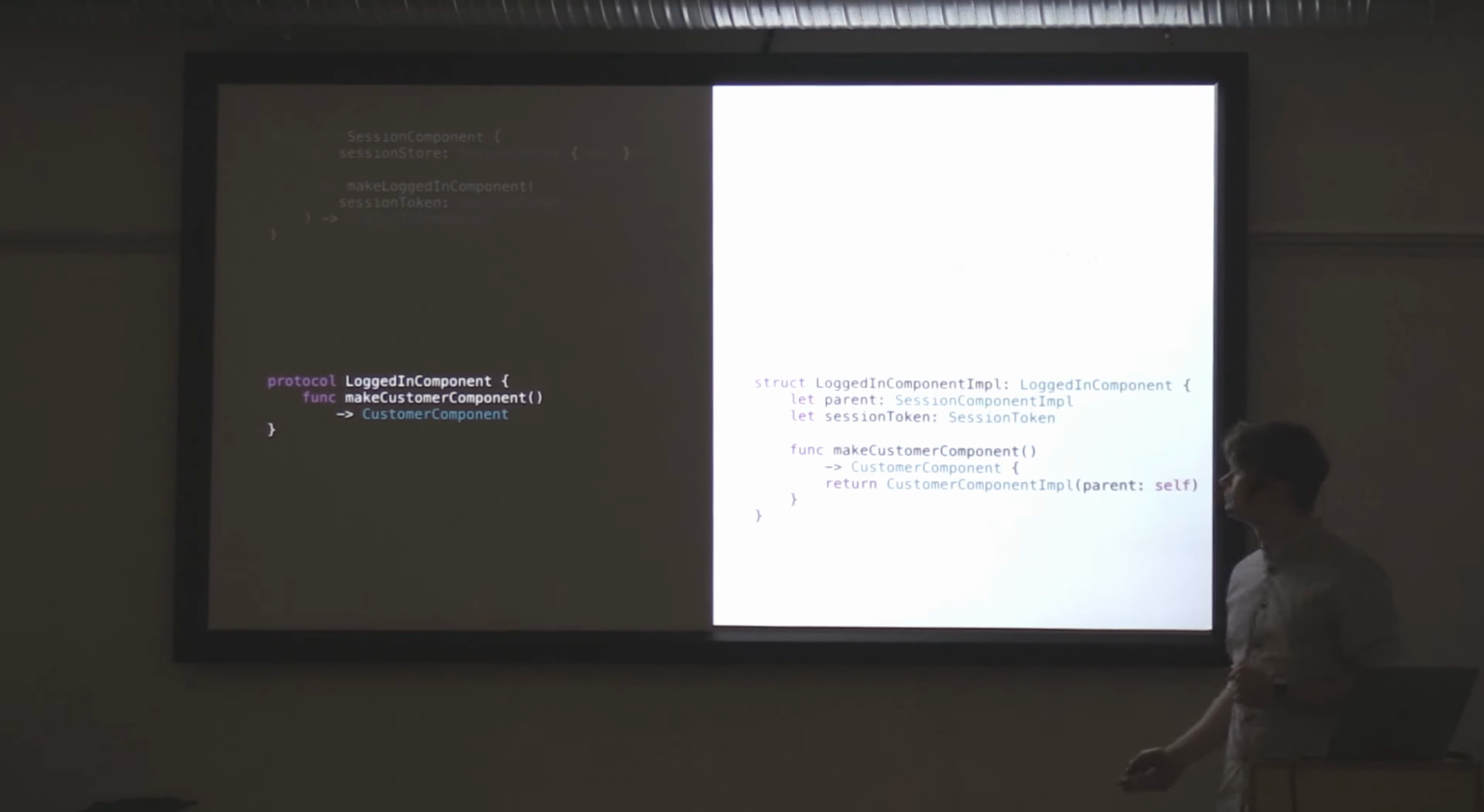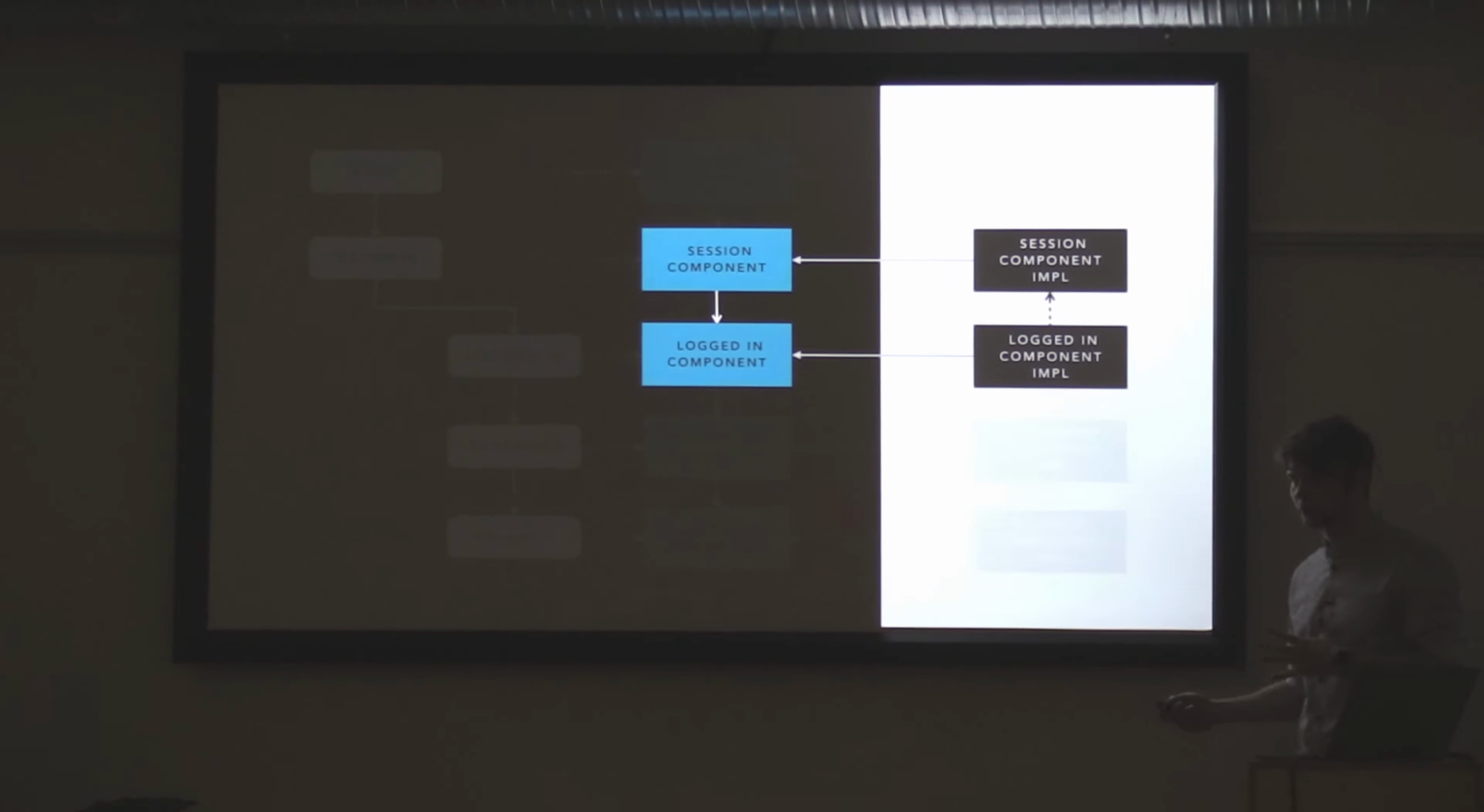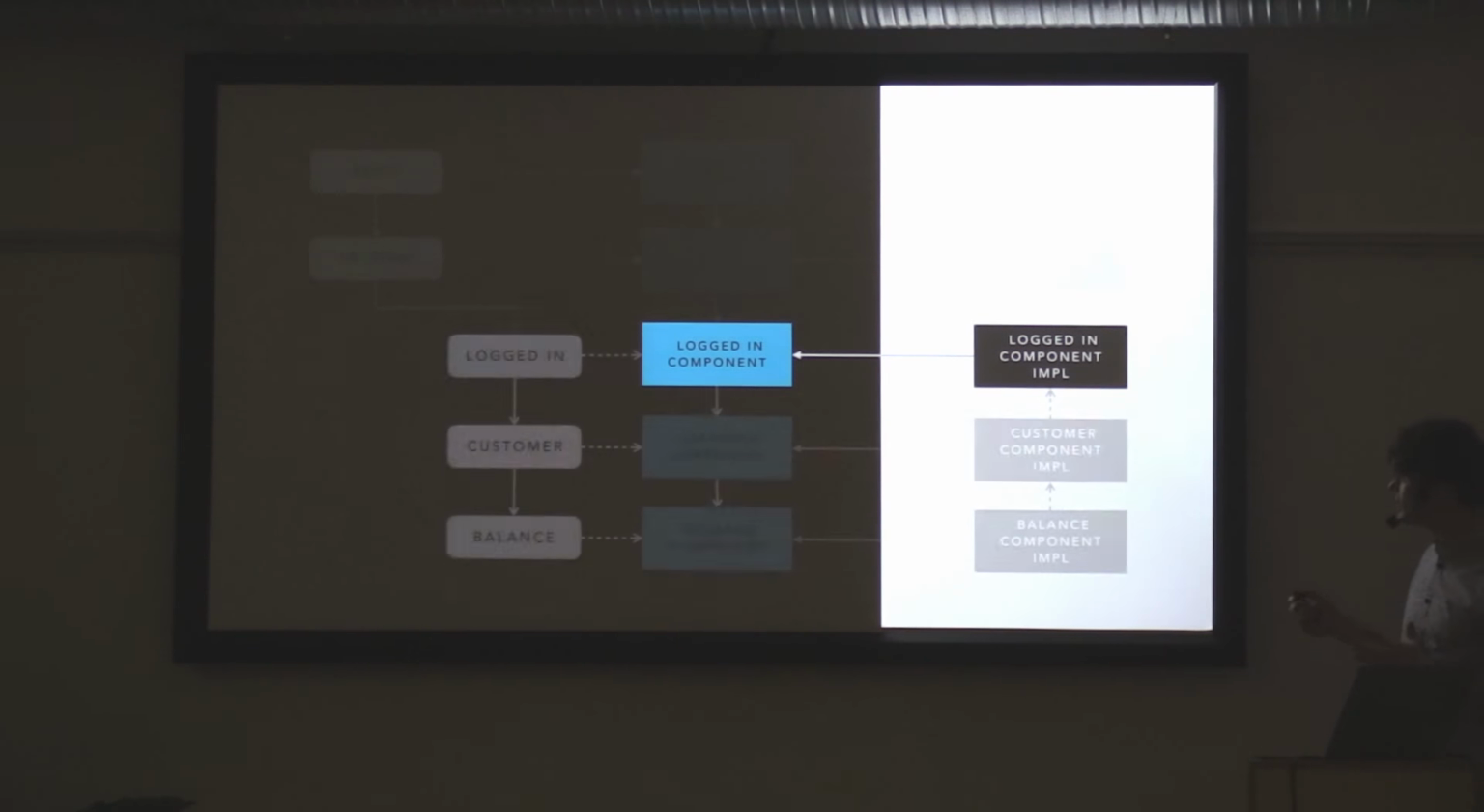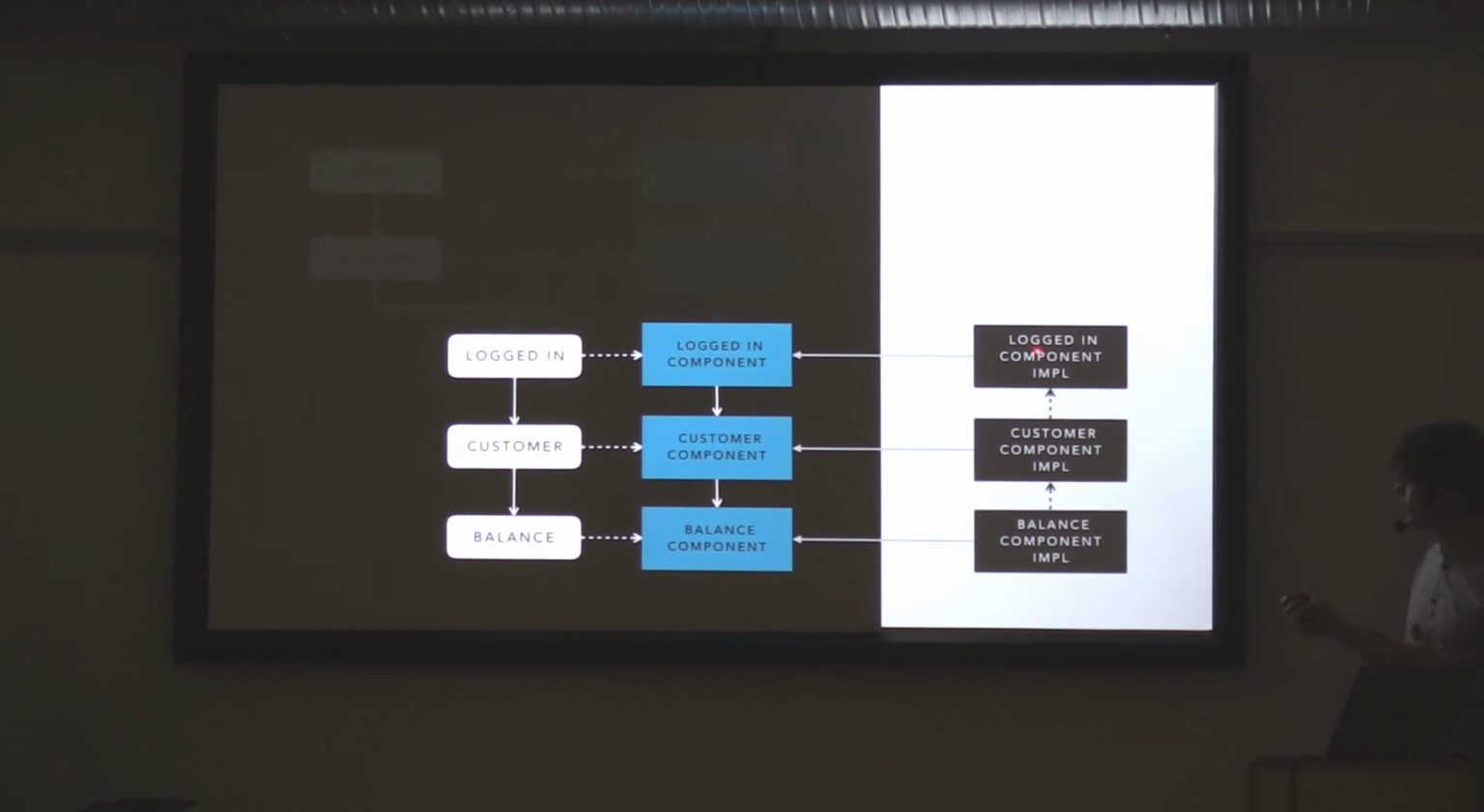Same thing happens here. You see that the logged-in component, which we just talked about creating, has as a parent the session component implementation, which is important. And the same is done for the customer when creating a customer component implementation. It also passes itself as a parent. So if you still haven't caught my drift, what's happening here is that we're always depending on our parent on the implementation side.